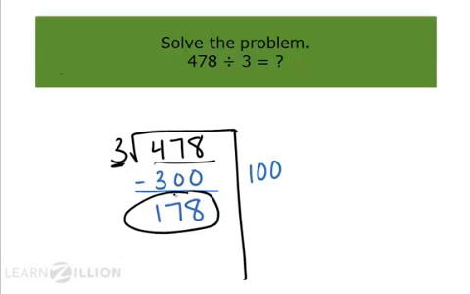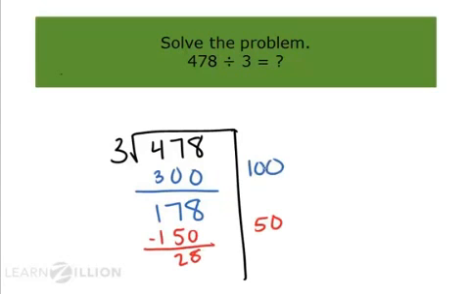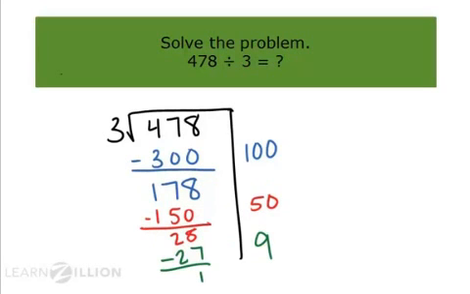Now I need to think about how many groups of 3 are in the number 178. I know I can't use 100 again because that would give me 300. So in this case, I'm going to use 50 because it's halfway between 0 and 100. If I have 50 groups of 3, then I have a total of 150. So again, I subtracted this value from 178 to be left with a remainder of 28. Now I have to think about how many groups of 3 are in the number 28. In this case, I know that 9 times 3 is equal to 27. So if I say 28 subtract 27, I'm left with a remainder of 1.